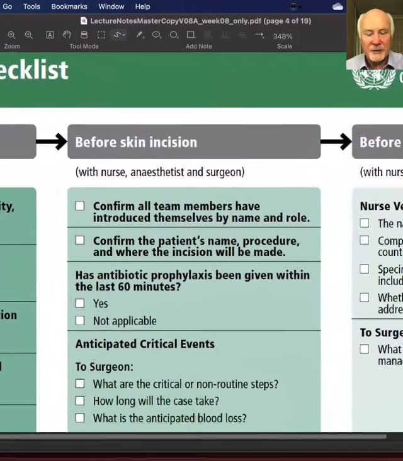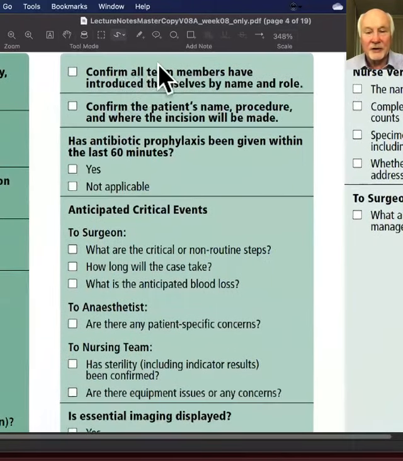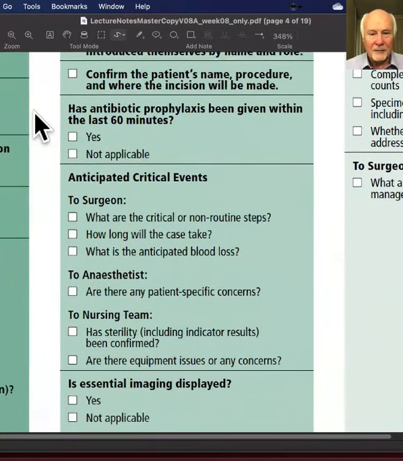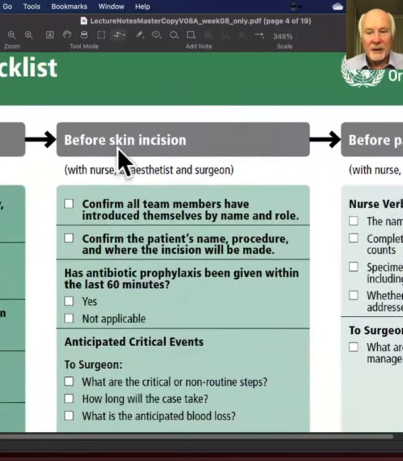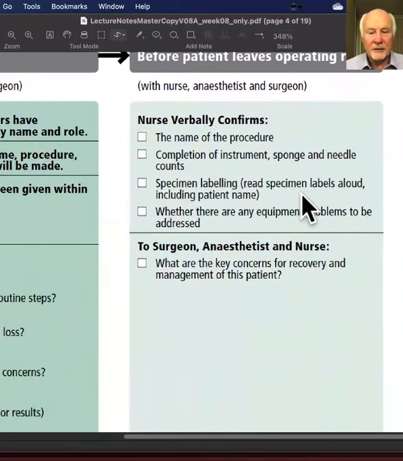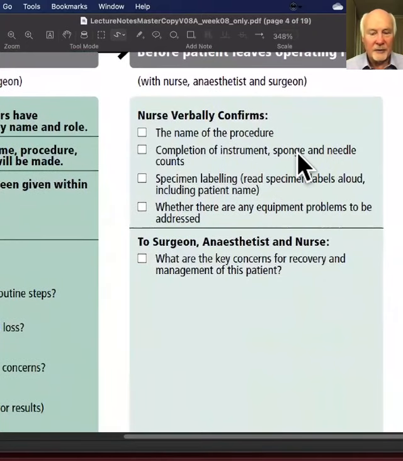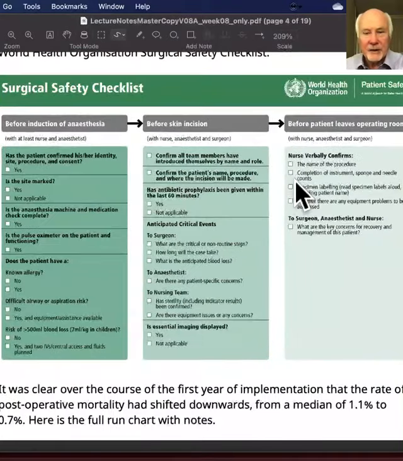And then there's a few other things before you actually make a cut, a skin incision. You do things like make sure everyone in the operating team has introduced themselves by their name and people know what everyone's job is. Confirm the patient's name, various other things here. And then before the patient leaves the operating room, there's a few other things that are done. You count everything to make sure that nothing's been left inside the patient, for example, and so on. Now, it seems like a pretty simple checklist.